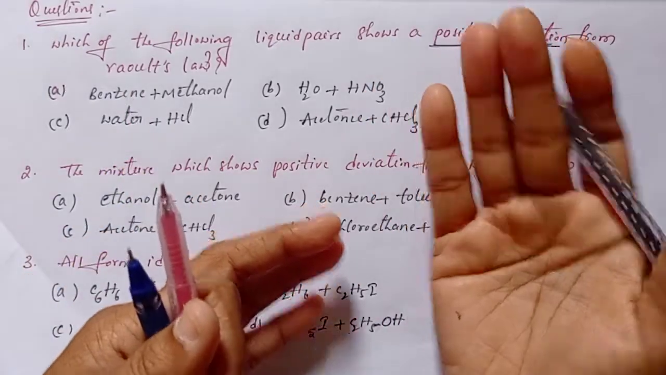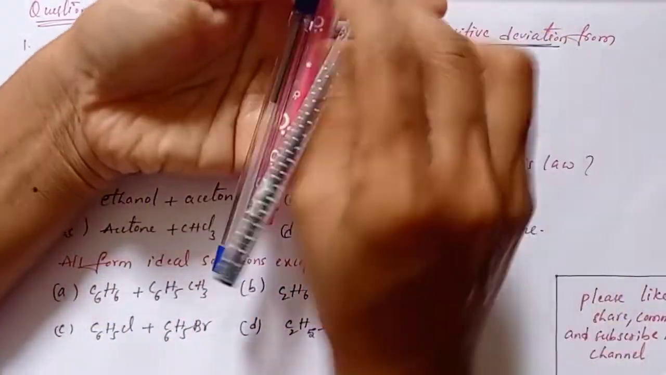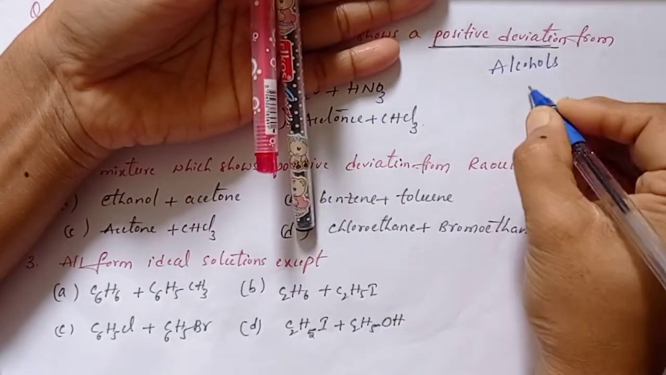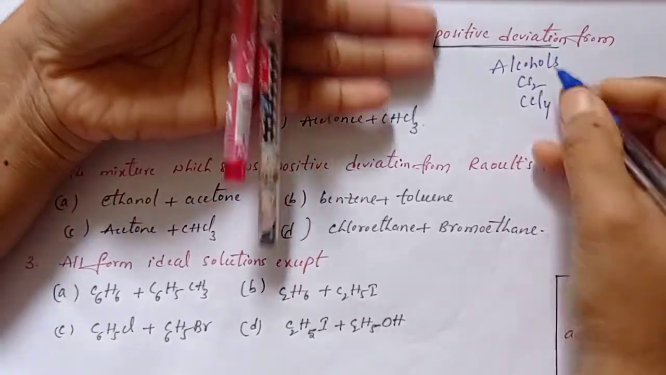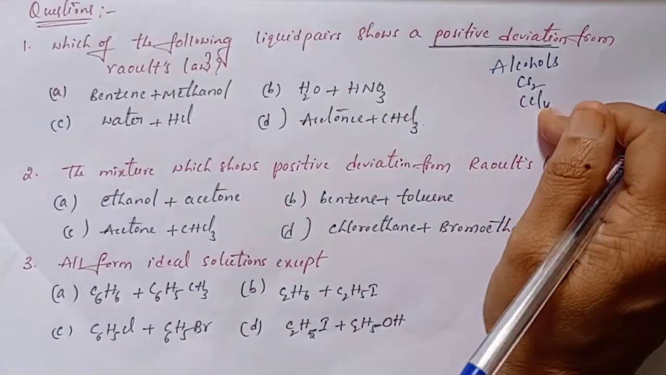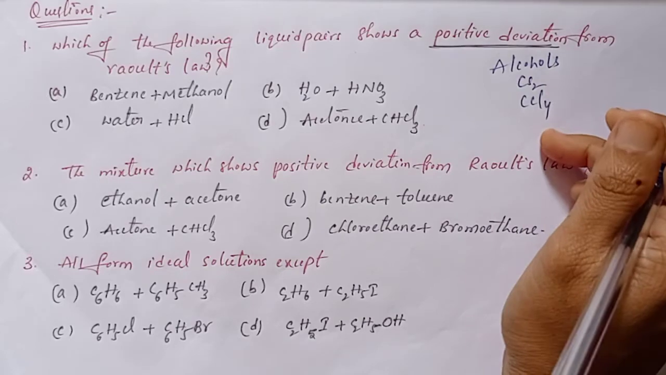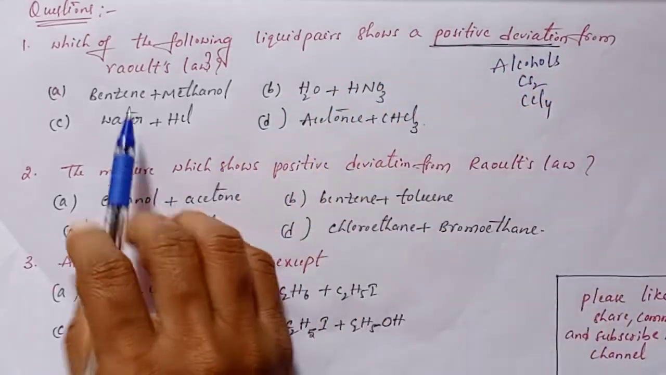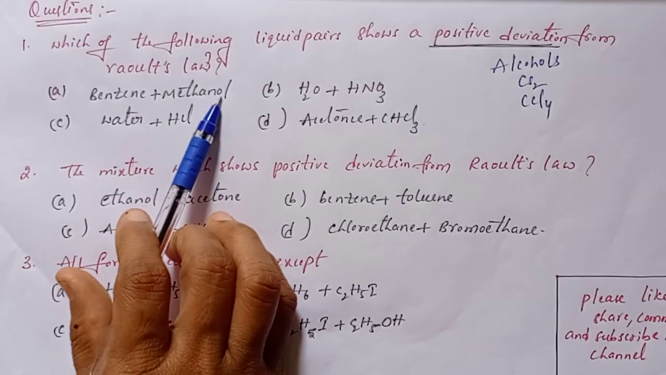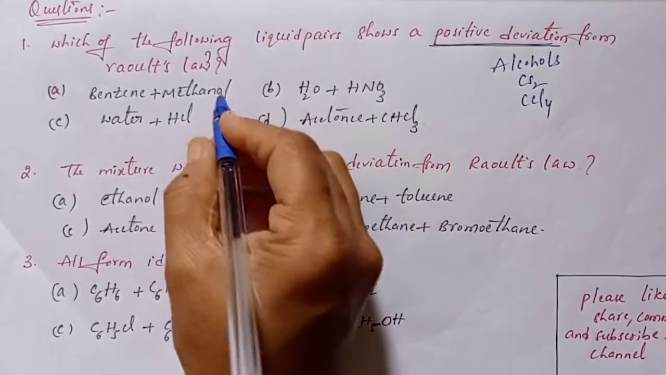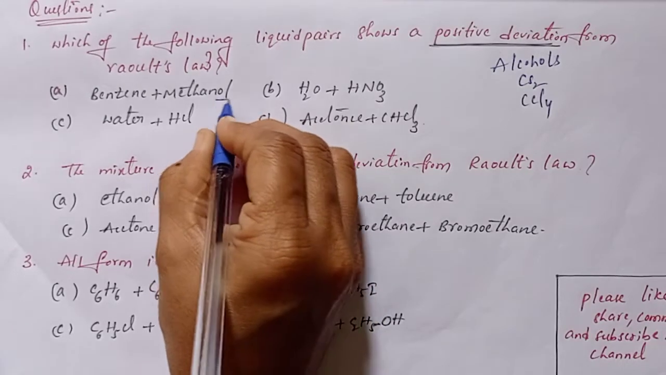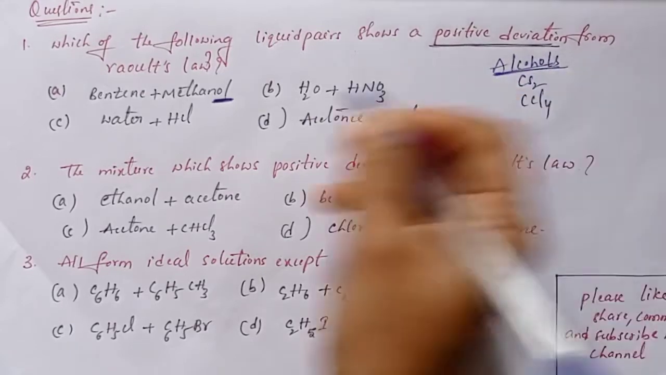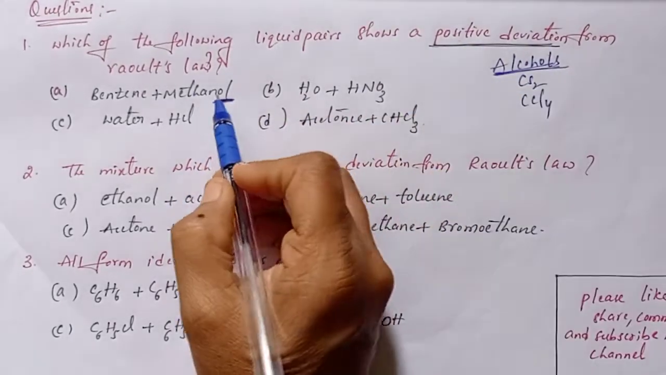Positive deviation is actually shown mostly by alcohols, CS2 and CCl4. So if any of these three, an alcohol, CS2 or CCl4, is there, then that is an example of positive deviation from Raoult's law. Once we check, students, here benzenemethanol is there, so an alcoholic functional group is there. That's why it is an example of positive deviation from Raoult's law.